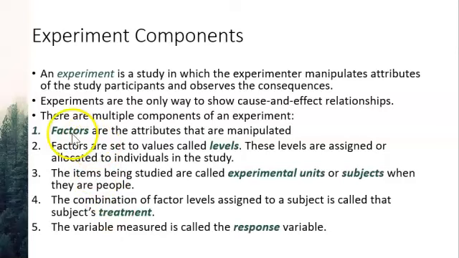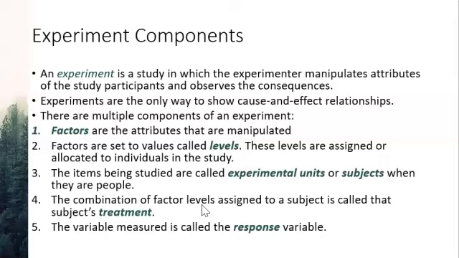Number 1. Factors are the attributes that are manipulated in the experiment. The manipulation can occur in various ways, and the various values that you do manipulate to are called the levels of the factor. These levels are assigned to certain individuals in the study. Those individuals or items being studied are called experimental units when they are objects, or subjects when they are people. The specific combination of factor levels that get assigned to a specific subject or experimental unit is called the person's treatment. You can think about this just like in the medical setting.